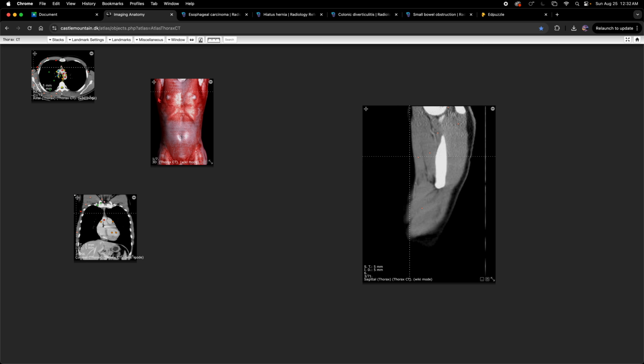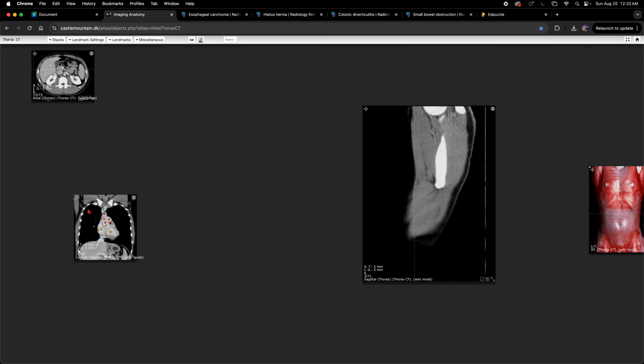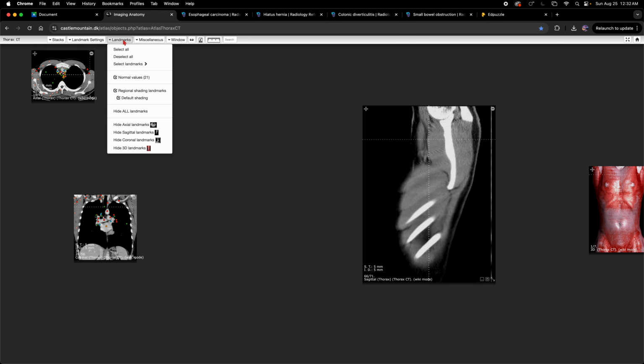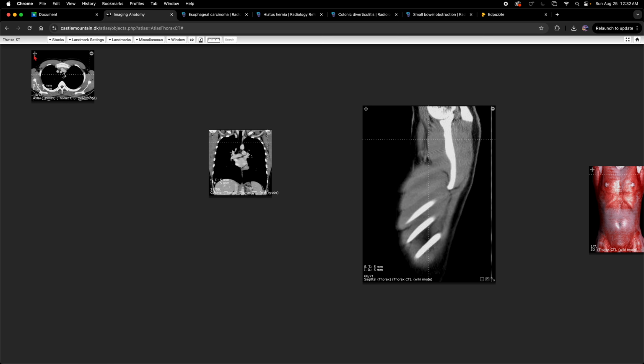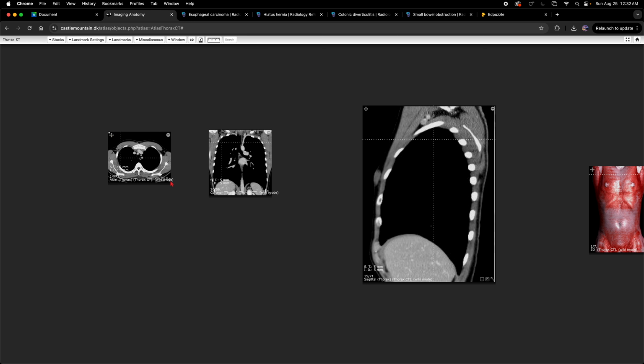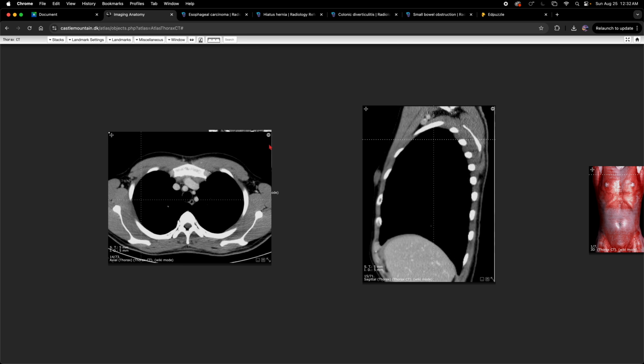We'll move this out of the way. And then let's move that out of the way. So what we will have here, let me get rid of some of this stuff. Landmarks, deselect all. And then move that over there. All right, so we have 3 planes here. And I talked about planes a couple of weeks ago.